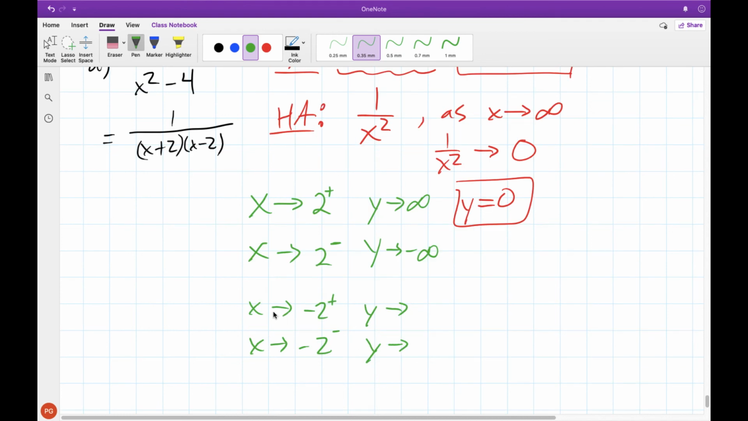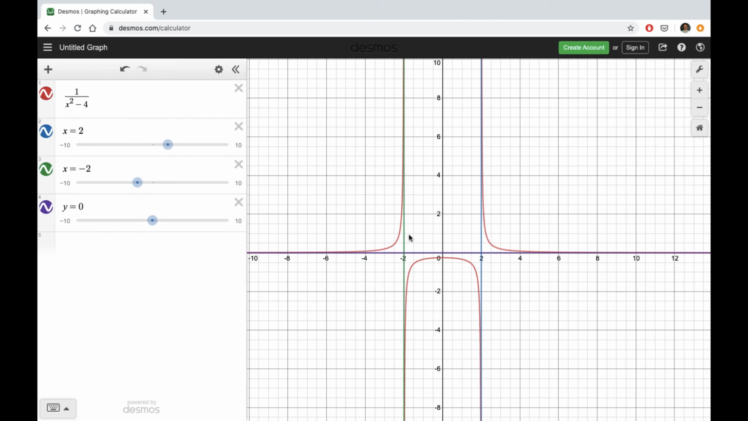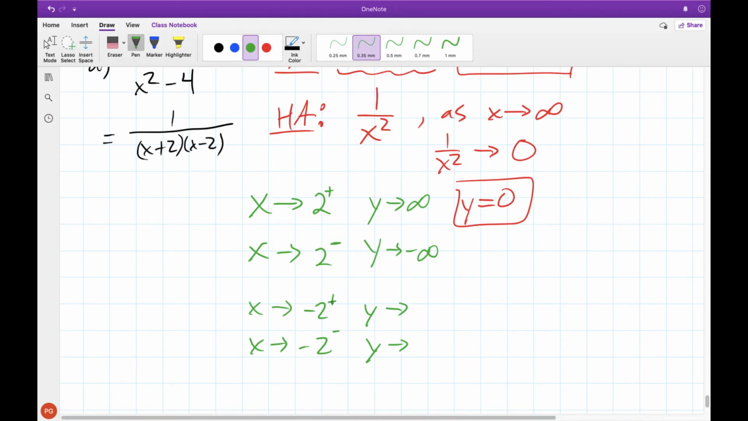So what happens to our y values when we go close to our other vertical asymptote? When we go to this asymptote here, if we're a little bit less than -2, we're going to positive infinity. If we're a little bit bigger than -2, we go to negative infinity. So on the right, it's negative infinity. On the left, it's positive infinity. So on the right here, we're going to negative infinity. On the left, we're going to positive infinity.